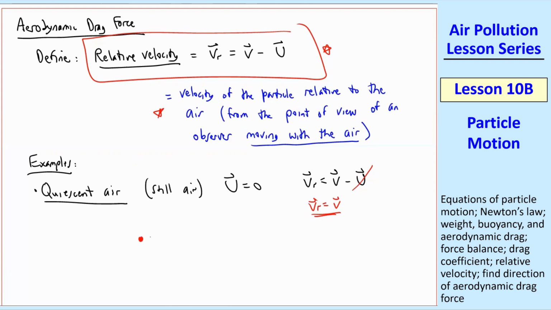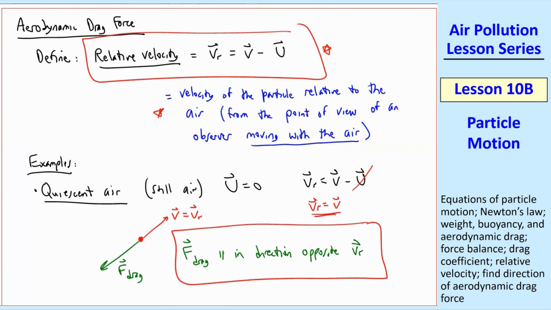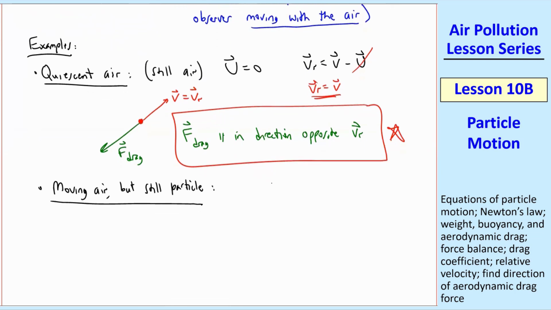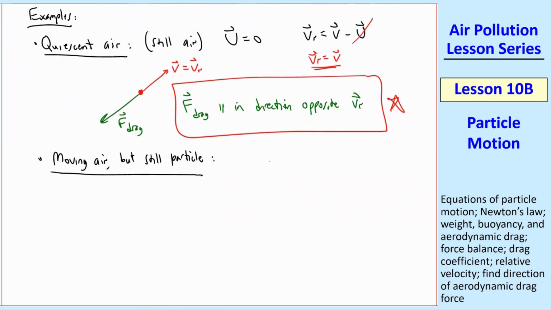So here's the particle, and if it's moving in some direction here, that's also equal to the relative velocity. And then what we're saying is that the drag force will just be opposite to that direction. So we see that F drag is in the direction opposite of VR. Next, let's look at moving air, but a still particle. At least it'll be still initially. Suppose we just kind of drop a particle into the air that's moving, or the particle just kind of appears suddenly and it's at 0 speed. So here v equals 0, but u is not 0.